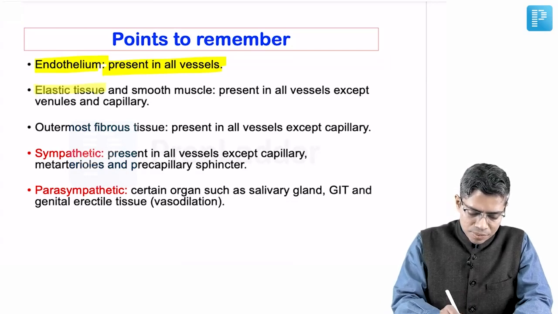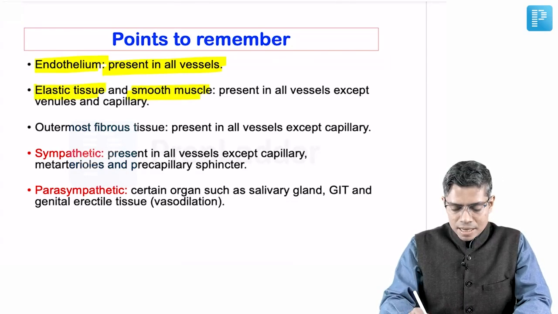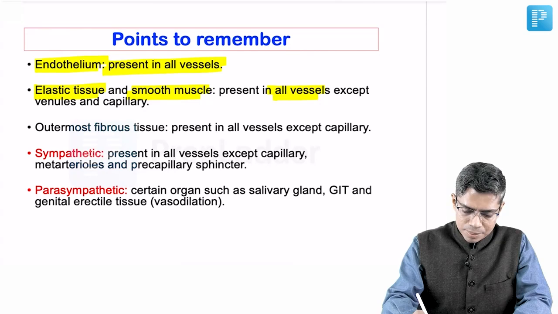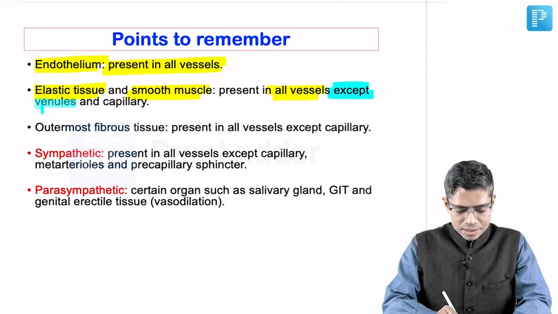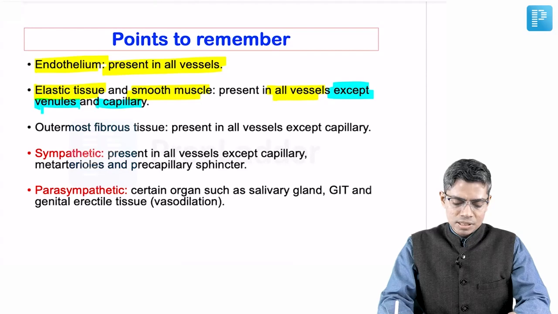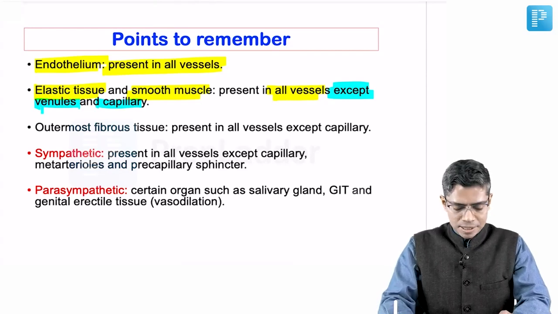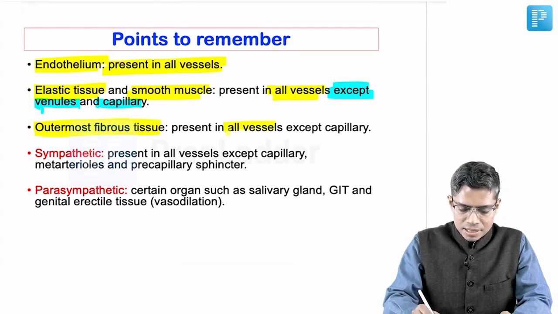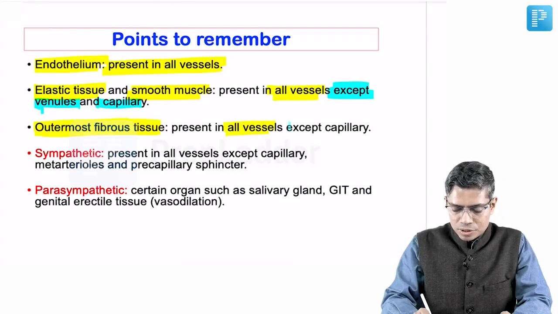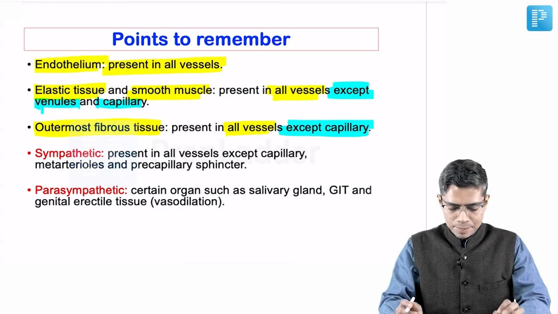Then elastic tissue and smooth muscle are present in all vessels except, and this is important, except venules and capillaries, right? So elastic tissue and smooth muscle are not present in venules and capillaries. Similarly, if I ask you about the outermost fibrous tissue, it is also present in all vessels except capillaries; this fibrous tissue is never present at the level of capillaries, right?